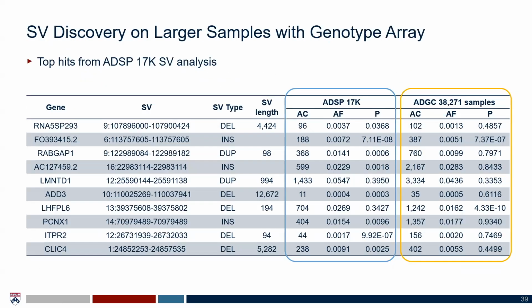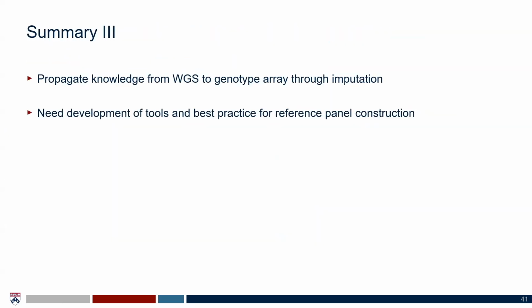I think I will skip the results here. And the summary of this one is that, as I keep saying, we are thinking about how to propagate the knowledge we learn from whole genome sequence data to the genotype array data, because genotype array data is still cheaper, and it's more available to access compared to the whole genome sequence data. For this study, of course, we already have this pipeline, but we see there are some drawbacks of the existing tools. So we need to develop a new tool and best practice to construct a disease-specific reference panel.